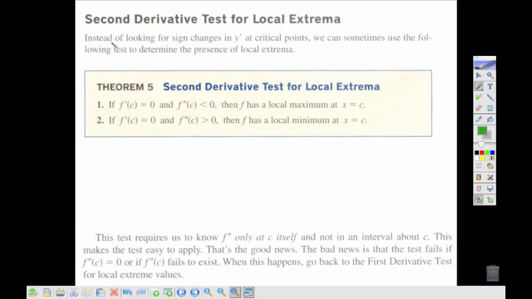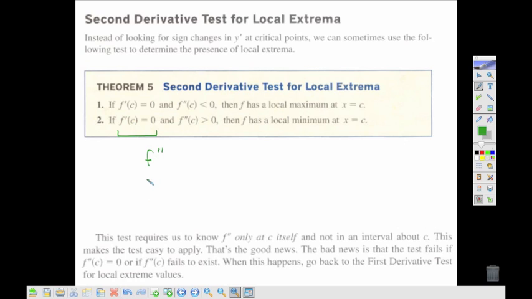Okay, next we're going to look at the second derivative test for local extrema. We're still going to start by finding where f prime is equal to 0. We're still looking for critical points, but we're really only looking where it's equal to 0. We're not worried about where it does not exist. Now, if it's equal to 0, we'll then check the sign of f double prime at that x.